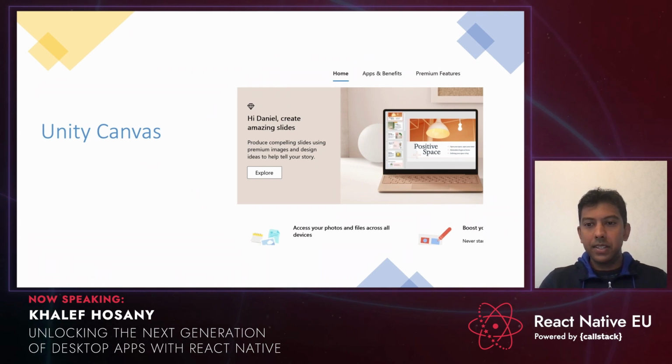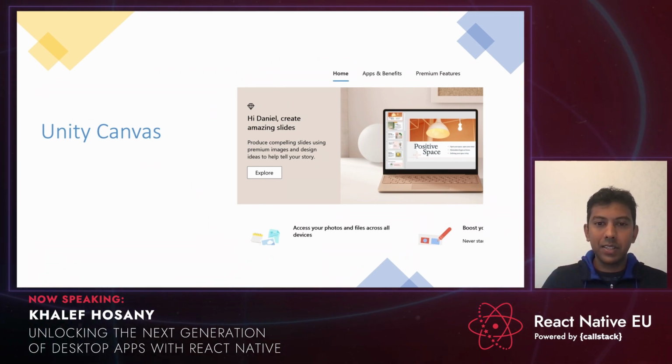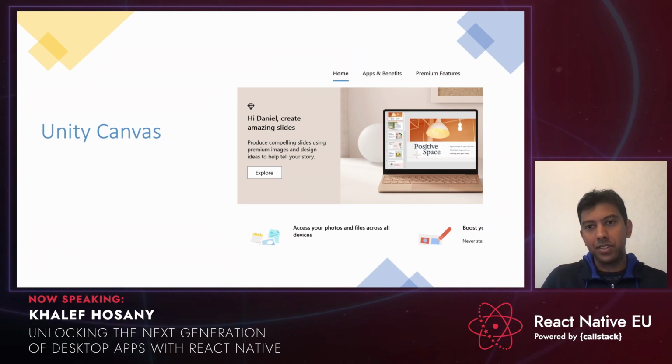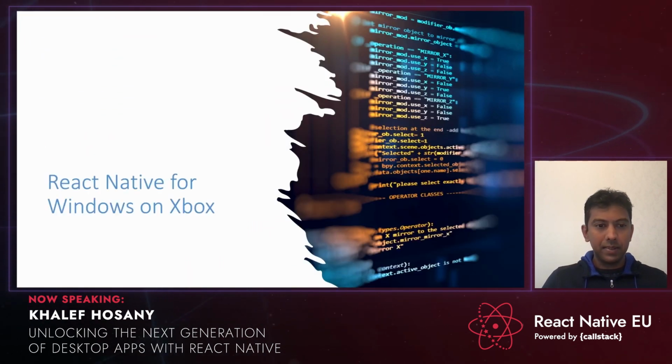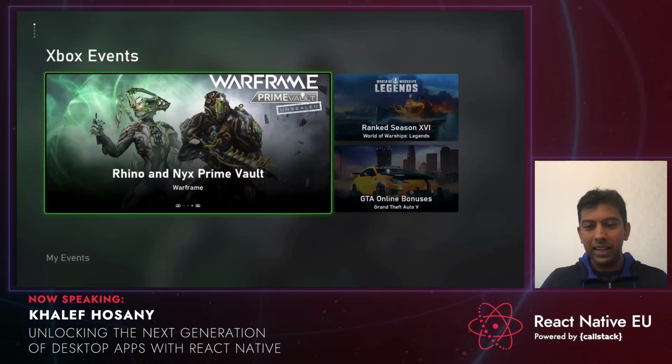And then this one is what we call the Unity Canvas. It's a place where we can advertise some really cool features around the application that we would encourage people to use. So these are examples for Office, and then we can talk about React Native for Windows on Xbox. And you might have seen those screenshots already because we've shared them before. But again, I just wanted to show the richness that we have here.